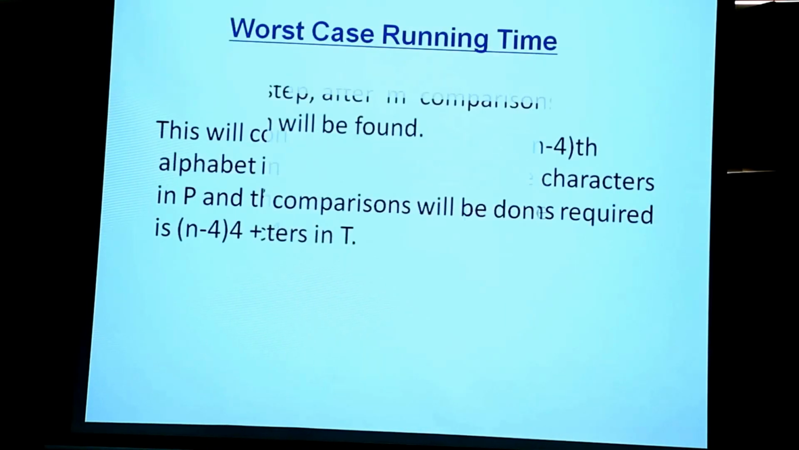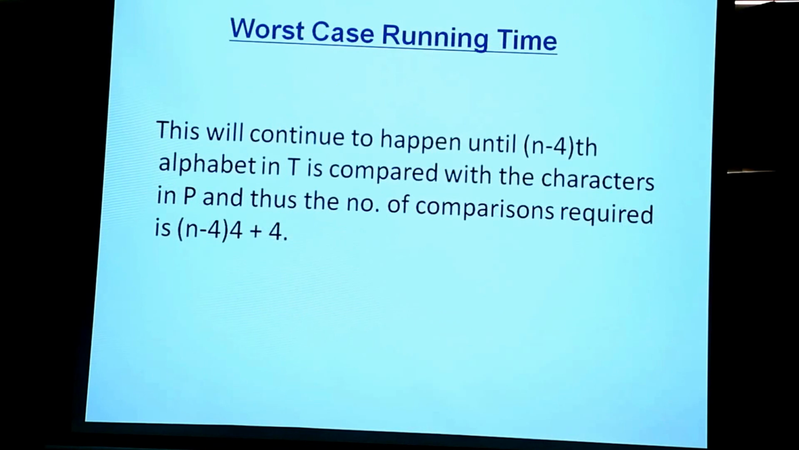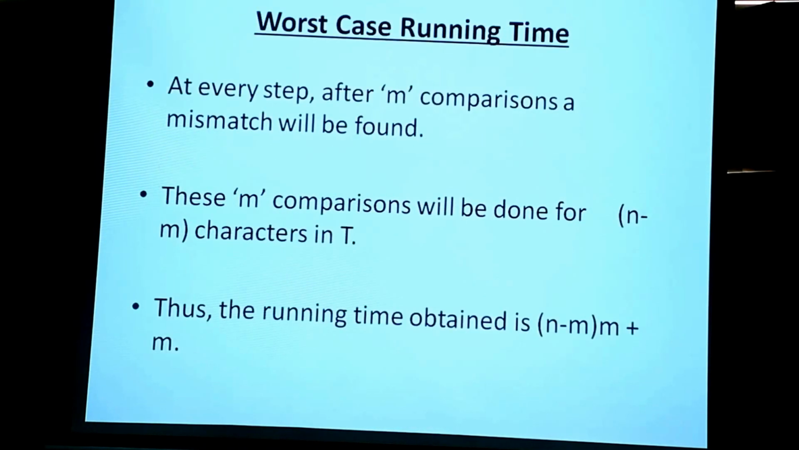So this will continue to happen until the n minus 4th alphabet and so on. So we can see the worst case running time is, don't worry about this, n minus m is for the last. So it is nm plus m for the timing. Let's just ignore the complications. Just nm is clear, right? For every shift by one space, you are spending m units of time. So it's order nm.